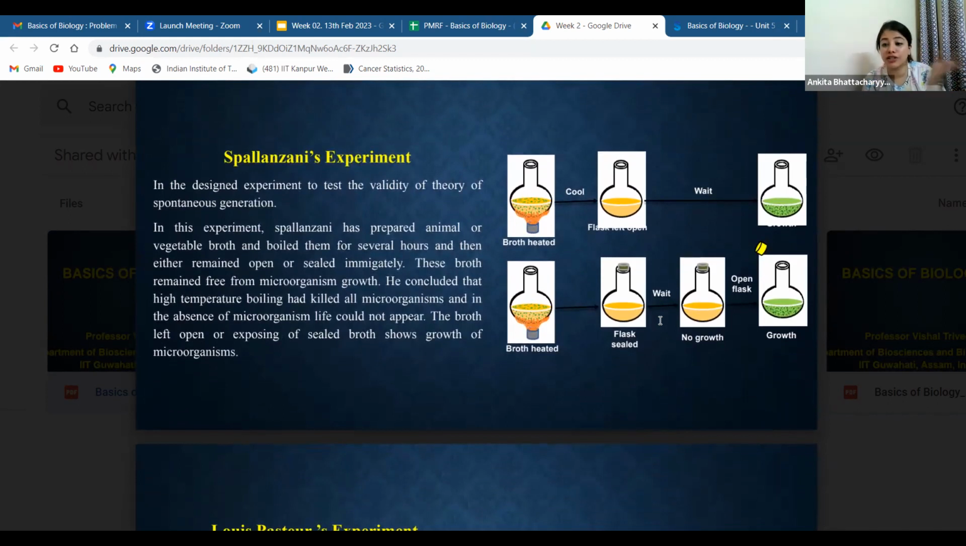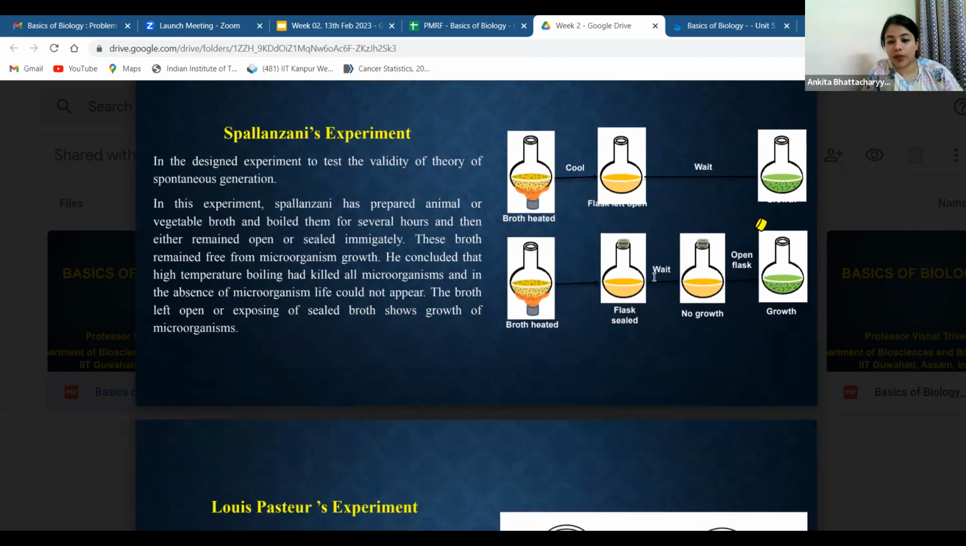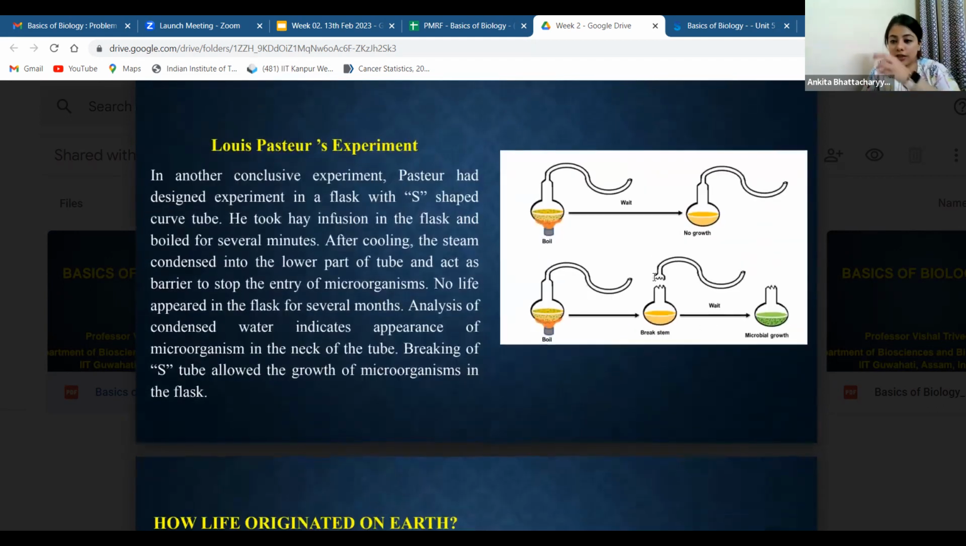Not validated, he actually disproved the theory of spontaneous generation. He prepared a broth and left it open versus sealed, and he saw that organisms could not grow. Louis Pasteur did the experiment with the S-shaped tube, and he showed how only when it could be broken off could you then see this.